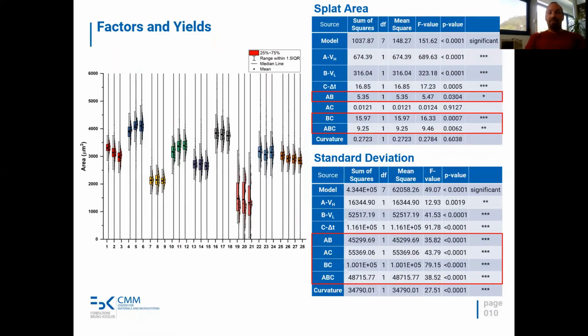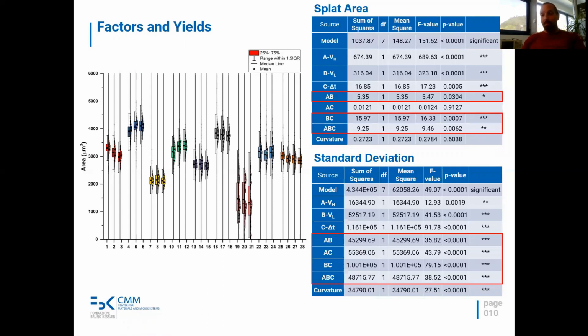These are the results on the area. Basically, we can recognize from this graph some sort of pattern. This graph is called a box plot, and it shows the distribution of the splat areas. A more accurate analysis can be conducted by using an ANOVA approach. Using the ANOVA, we can see which terms are significant on the area and on the standard deviation.